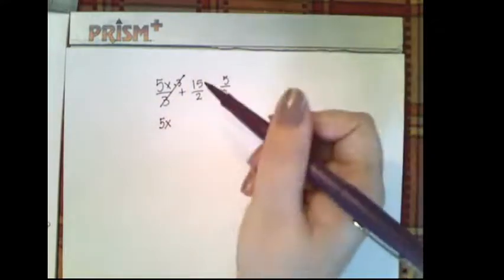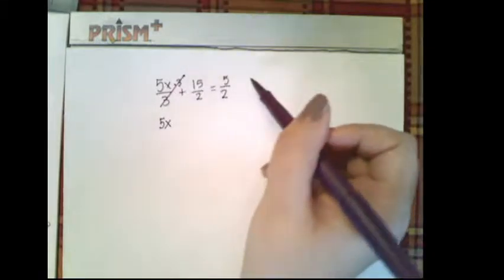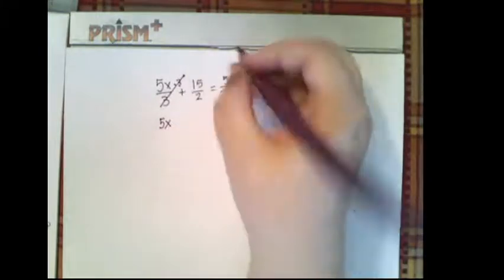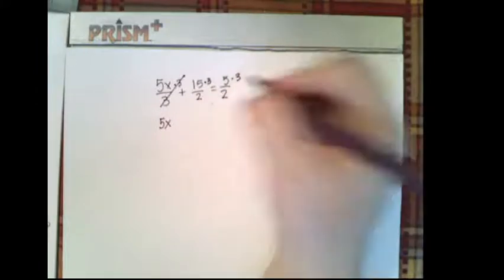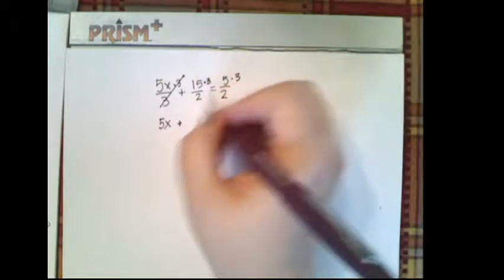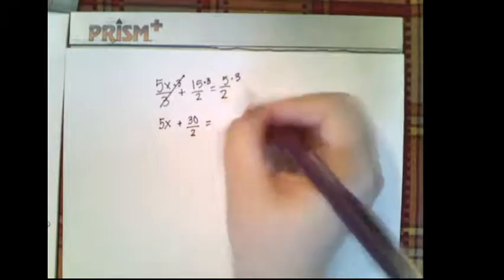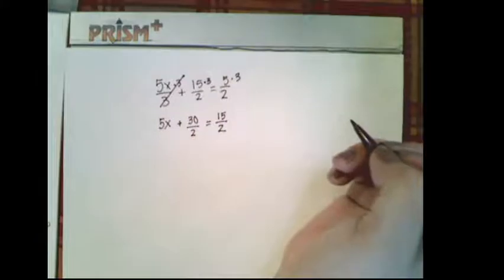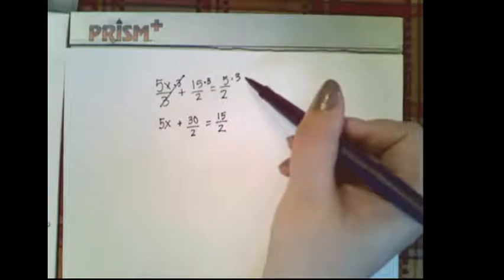However, since this is an equation, what we do to one term, we need to do to every term. And we multiplied this numerator by 3, so that means we go across the top and just multiply the numerators by 3. So the second term becomes 30 over 2 equals 15 over 2. Okay, see how we did that? We just multiplied the top numbers.